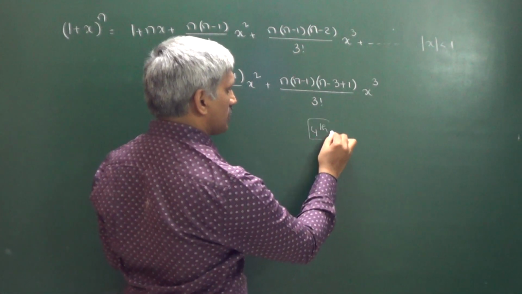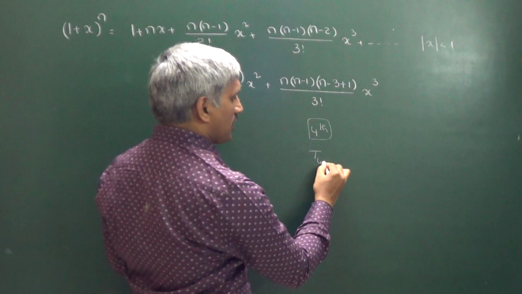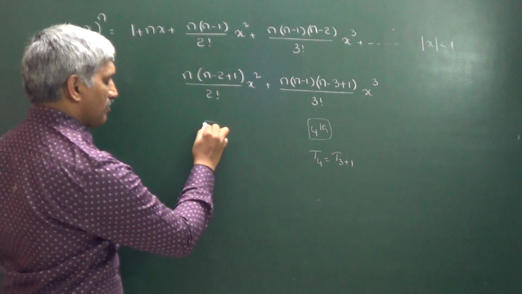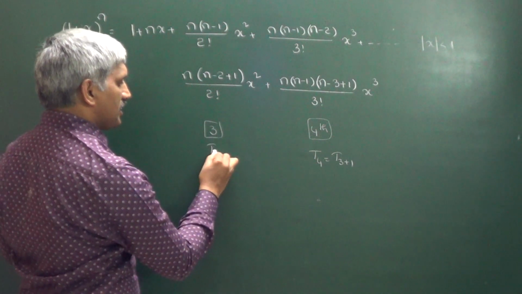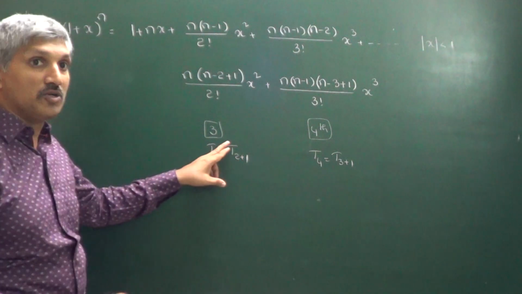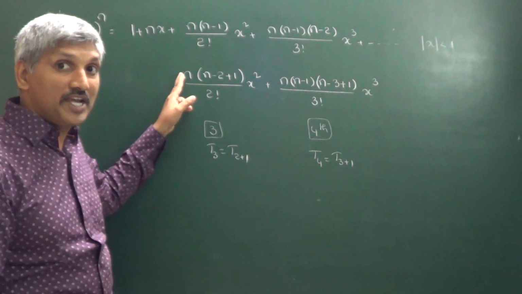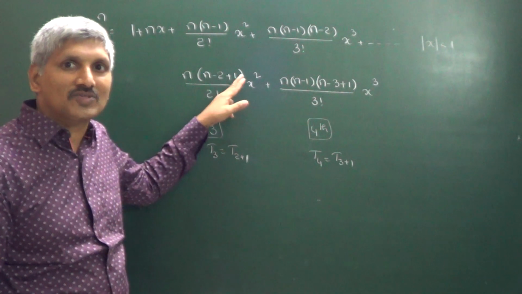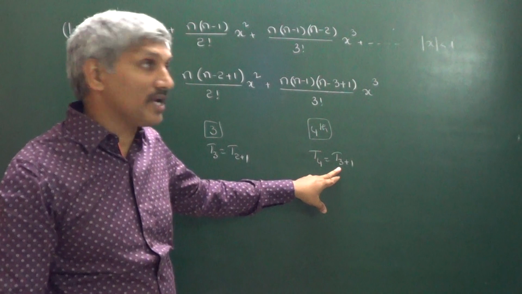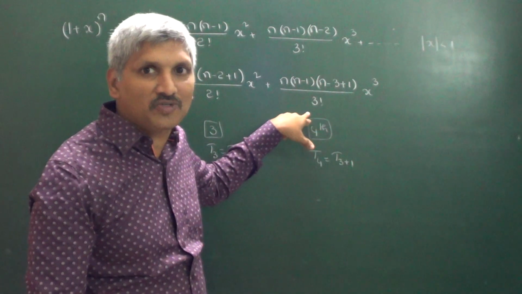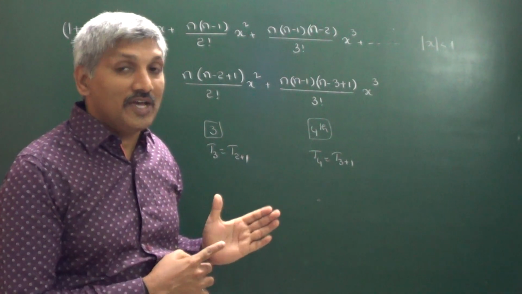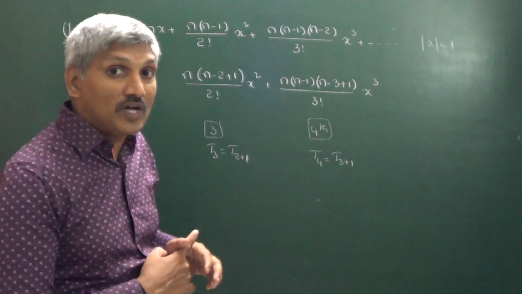The fourth term is nothing but t4, and t4 is nothing but t3+1. The third term is t3, and t3 is nothing but t2+1. So t(r+1) is n(n-1)...(n-r+1)/r! and so on, n(n-1)(n-2)/3!. Now from this generalization, can you say what the (r+1)th term is?